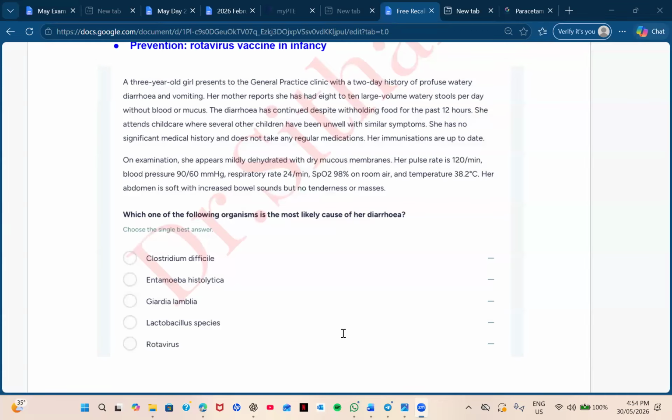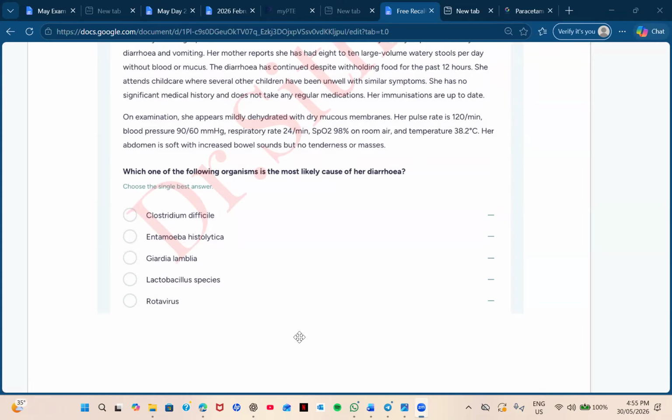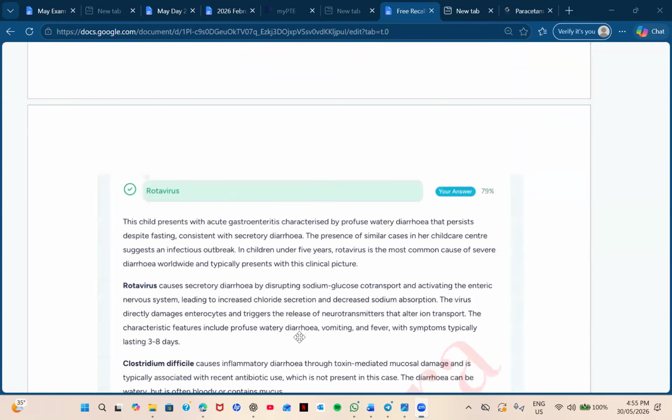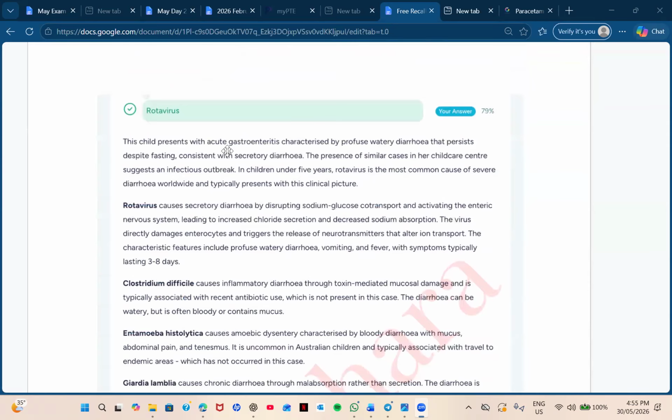On examination, she appears mildly dehydrated with dry mucous membranes. Her pulse rate is 120, blood pressure 90/60, respiratory rate 24, SpO2 98, temperature 38.2. Her abdomen is soft with increased bowel sounds and no tenderness or masses. Which one of the following organisms is most likely to cause this diarrhea? So, what do you think? I know you all know the answer. It's rotavirus.